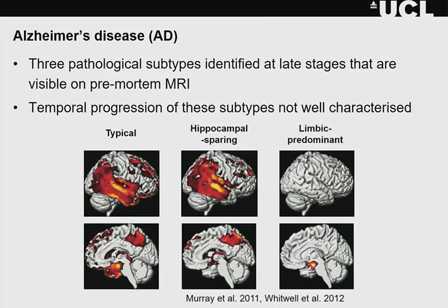Next I'm going to talk about the work that we've done in Alzheimer's disease. In Alzheimer's disease, there are three pathological subtypes that have been identified at late stages and are visible on pre-mortem MRI, which have been called typical, hippocampal sparing, and limbic predominant. But the temporal progression of these subtypes is not well characterized.